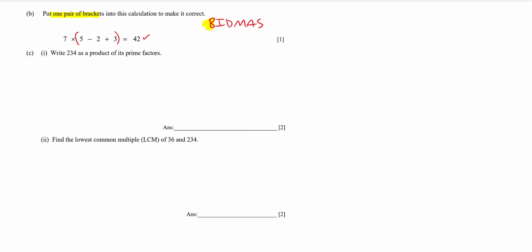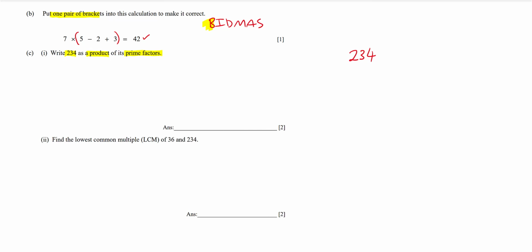Now for 1C, part 1, we need to write 234 as a product of its prime factors. So we can do a factor tree here, which is one way to do it. There's a couple of different ways you can work this out, but I'm going to do it using a factor tree. So we'll do it over here. So we get 234. Now you can pick any two numbers that multiply together to give 234. That will work. Or you can just start dividing by prime numbers and seeing if that divides into 234.